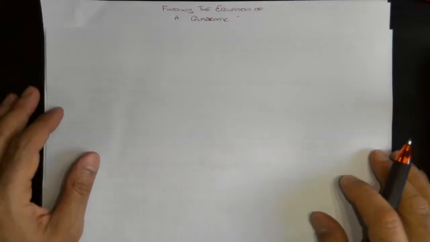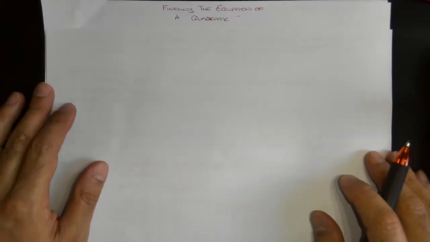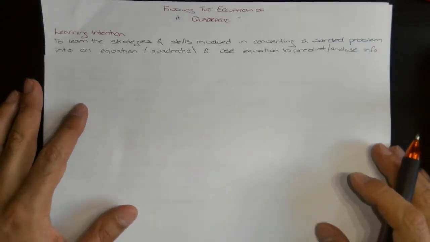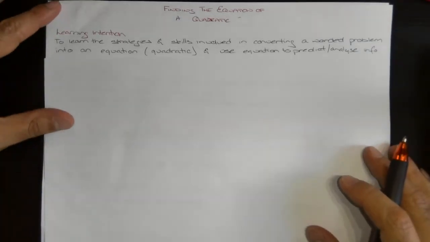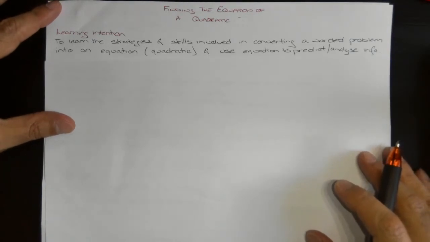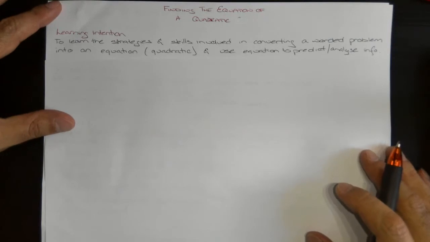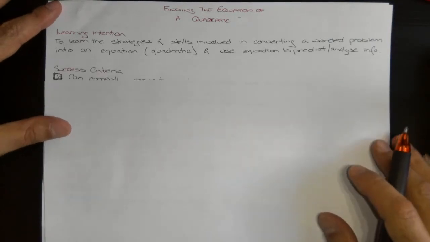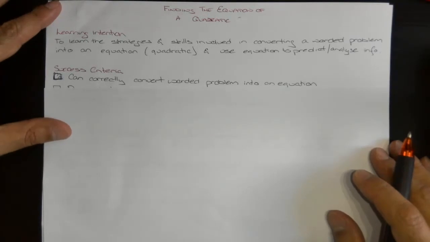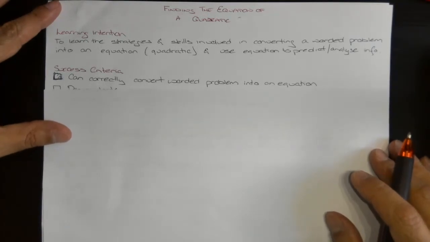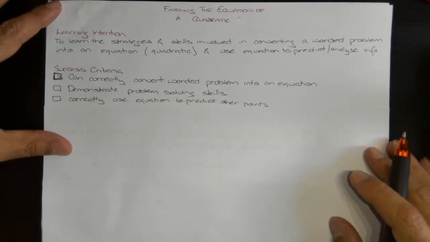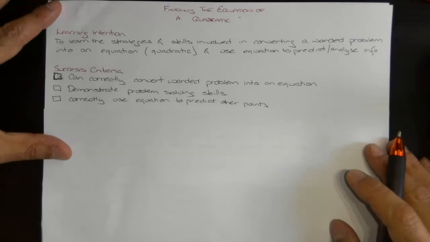Okay, so today we're doing find the equation of a quadratic. So we want to learn the strategies and skills involved in converting a worded problem into an equation, specifically a quadratic, and then use this quadratic equation to predict or analyze information. Okay, so some of the success criteria. We need to be able to correctly convert worded problems into an equation, as I said, specifically quadratic. We need to be able to demonstrate problem-solving skills, and we need to correctly use equations to predict other points.